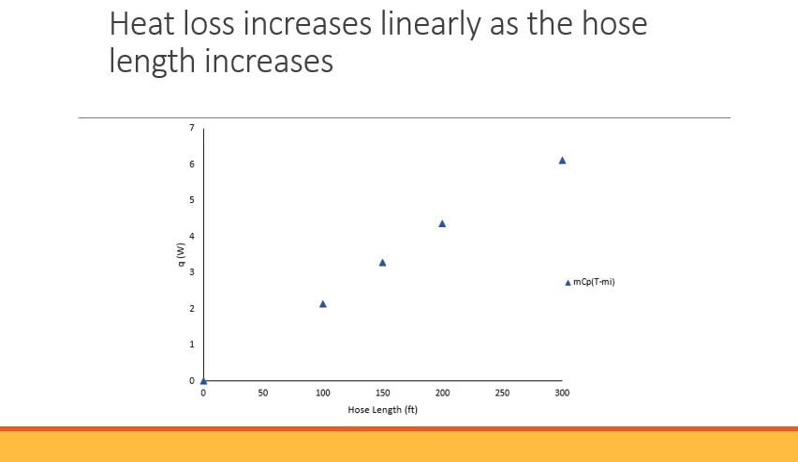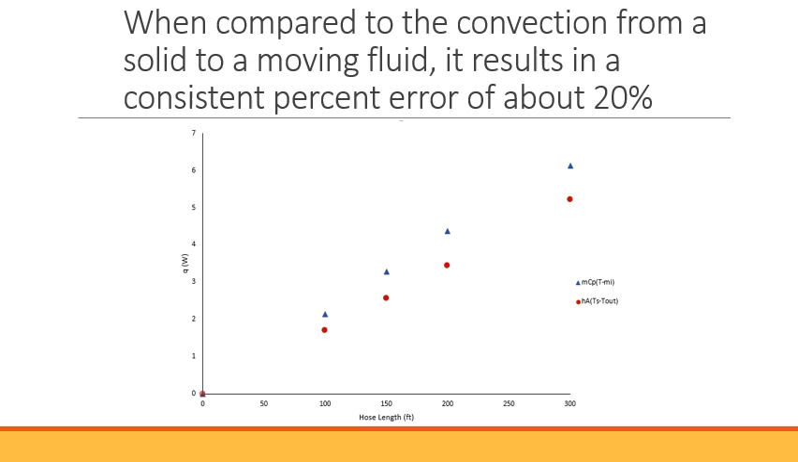I feel it's important to note that as the overall hose length increased by 50 feet, the outlet temperature decreased by about 3 degrees Celsius, shown at the left, which shows a linear trend as well. When compared to the basic mode of heat transfer of convection we learned in Chapter 1, q equals h A delta T, it was found that there was a consistent upward linear trend as well, seen in red, but with an offset of about 20% error.